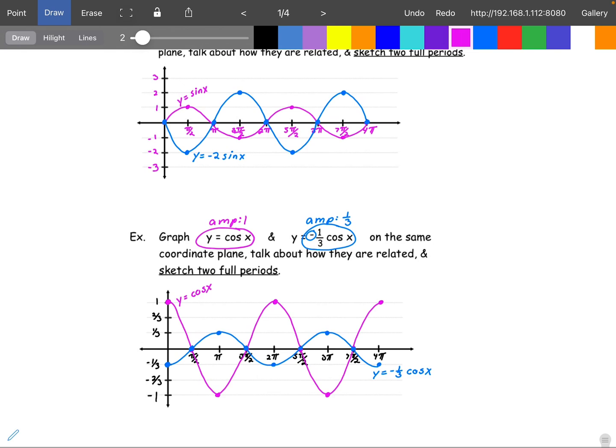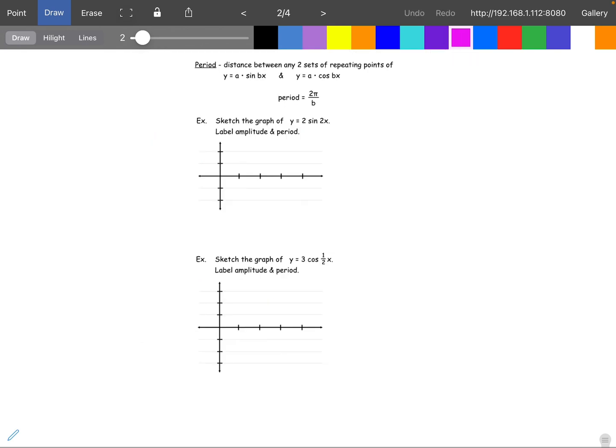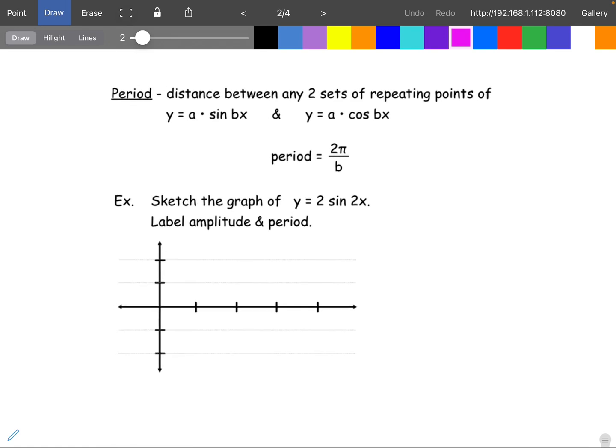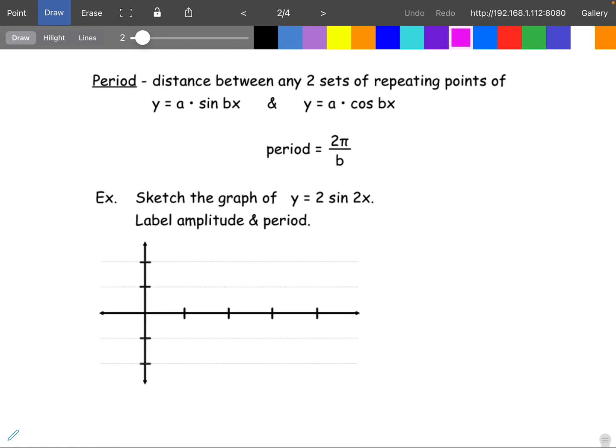Okay, next let's take a look at when they want us to do a change in period. So our basic function has a period of 2 pi. However, this period change is the same thing as a horizontal stretch or shrink. Like I said, it's just called something different when we talk about trig functions. So your period is the distance between any two sets of repeating points of your sine or cosine function.